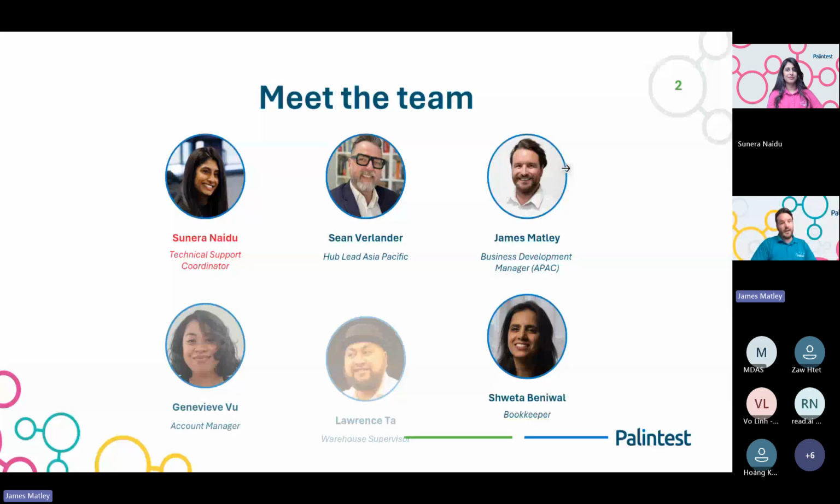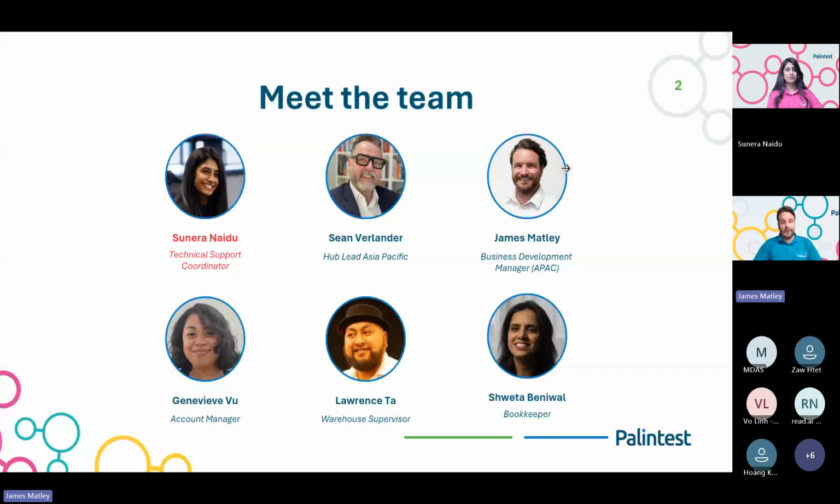So we have our APAC team. Genevieve covers the Australia region. Lustar is our warehouse supervisor and responsible for all of our dispatch. Shweta Beniwal, bookkeeper, and Sonata, who is the head.